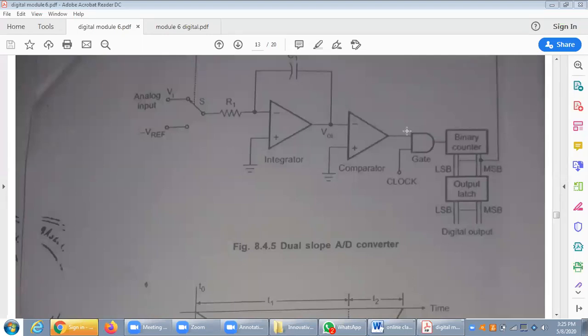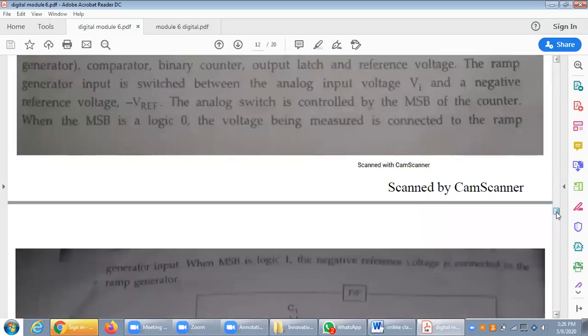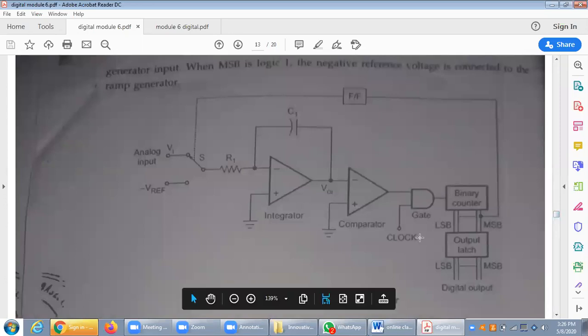So what will happen if it is 0? We are using an AND gate, so here it will become 0. Previously the clock input was connected here. At this point it becomes 0, which means the clock will be disconnected. We already studied the counter: it works only on the clock. If you are not giving the clock, the counter will stop counting.